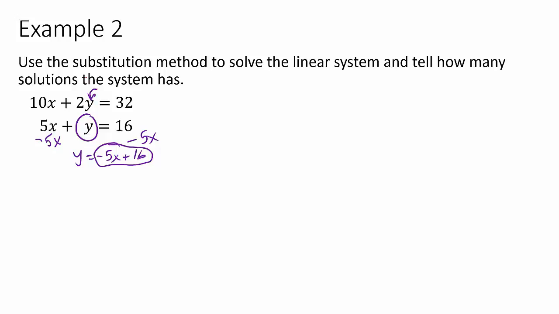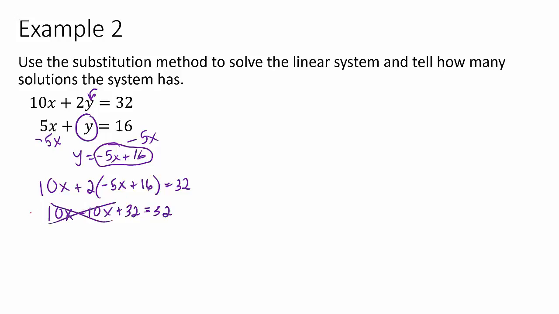So 10x plus 2 times negative 5x plus 16 equals 32. We're going to distribute. And just like last time, our variables cancel. 10x minus 10x is 0x.